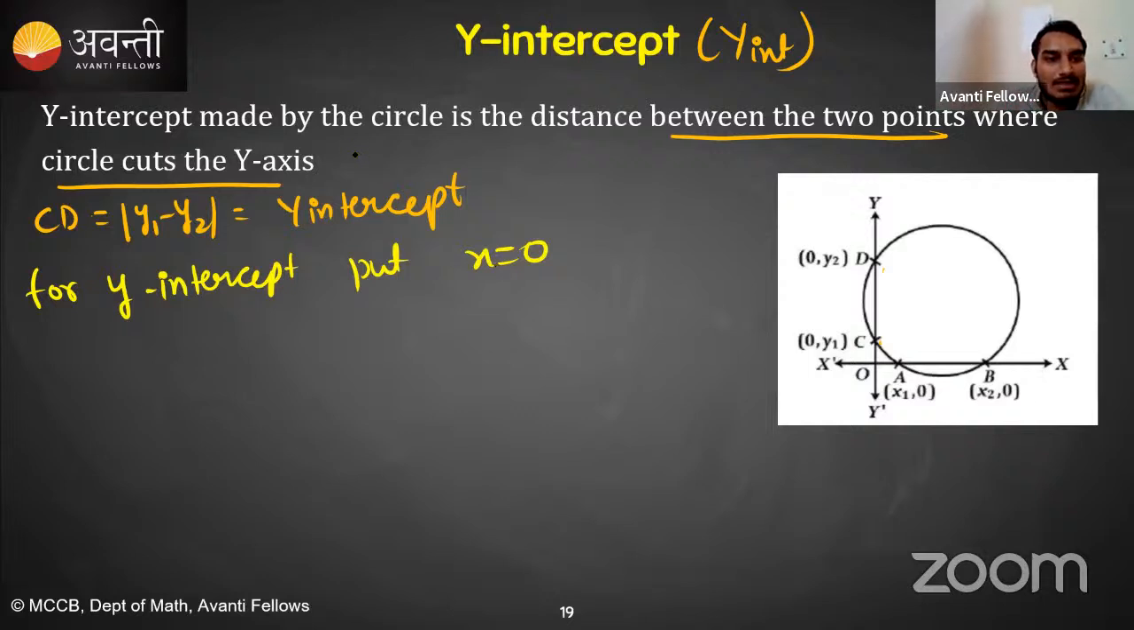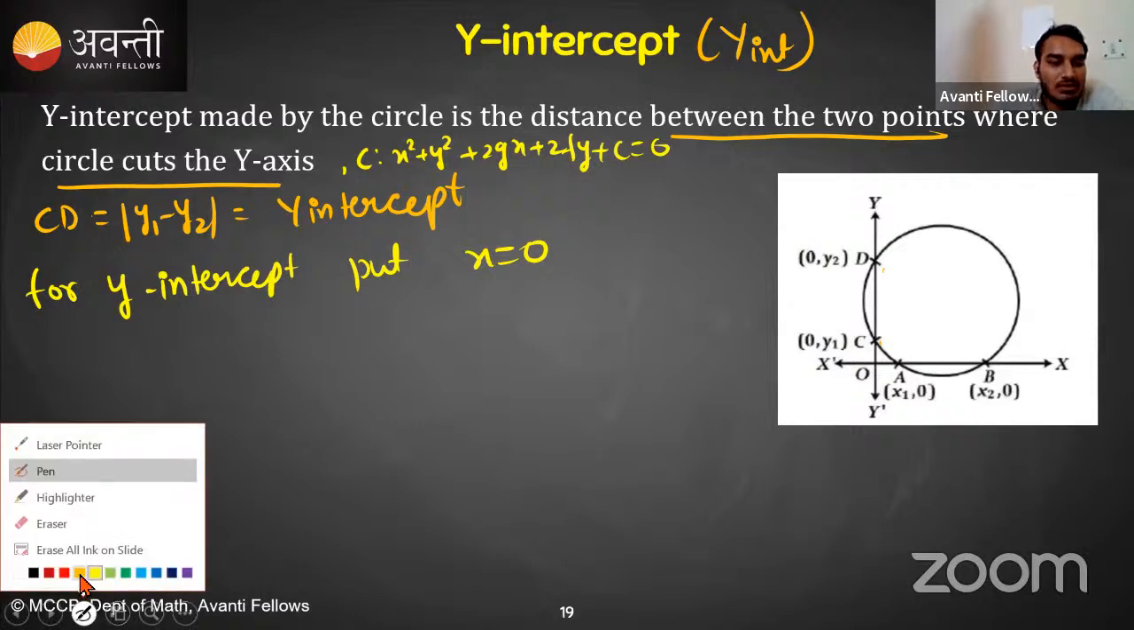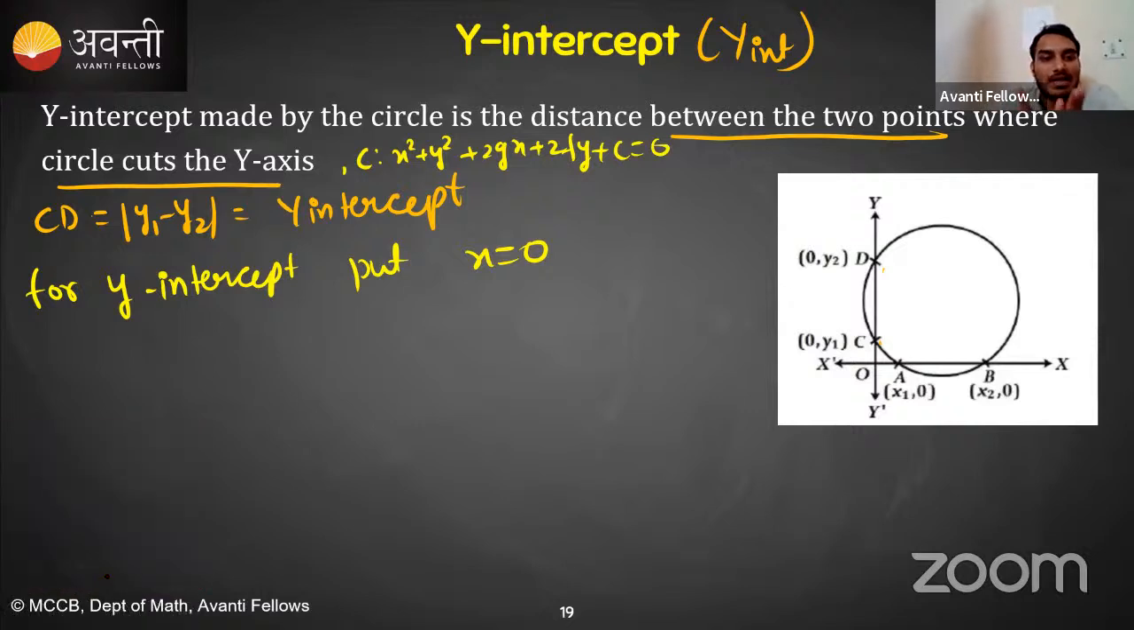So again, the circle which I'm using is x square plus y square plus 2gx plus 2fy plus c is equal to 0. This is the circle that we are using, the general equation of a circle. We just want our y-intercept and x-intercept in general form. On the basis of that, we can easily get the y-intercept and x-intercept of any circle.